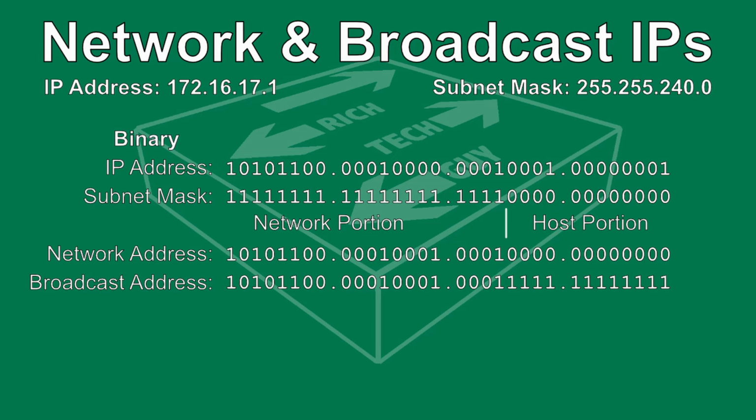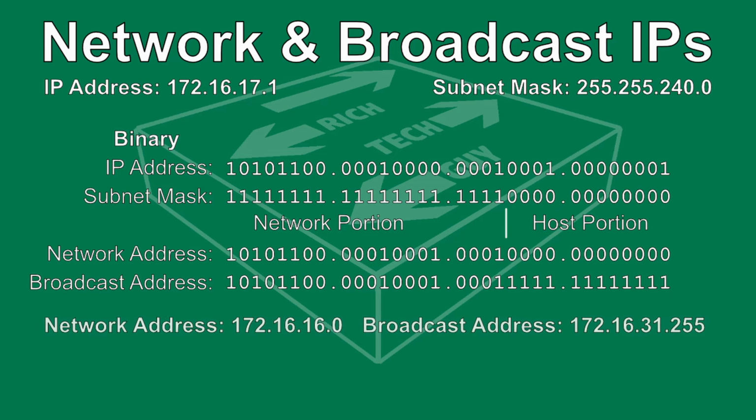And when we bring that back into dotted decimal, we have the network IP is 172.16.16.0, and the broadcast IP is 172.16.31.255. If you're thinking that this seems really complicated, let me introduce you to a shortcut to finding the number of usable IPs. All right.